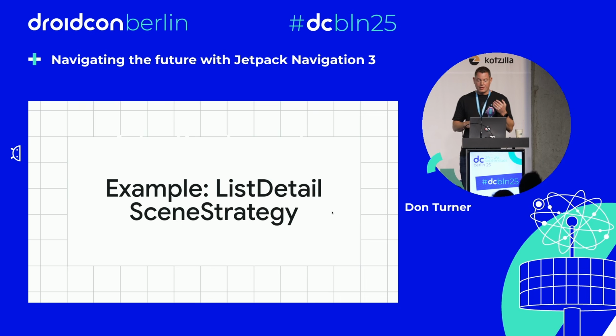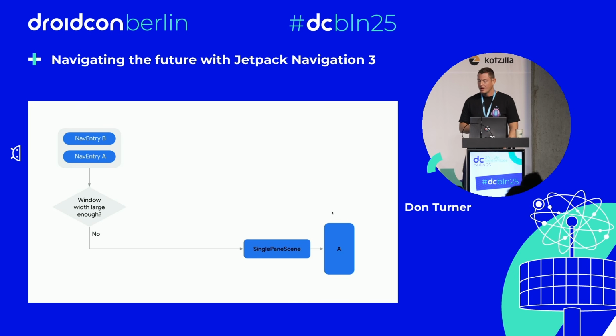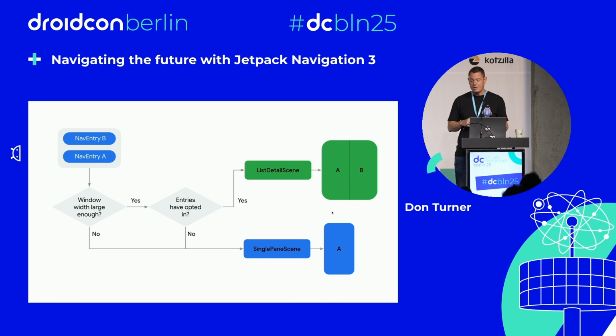The nice thing about this API is that anyone can create scenes and scene strategies to support different layouts and device configurations. And the Material team have created this list detail scene strategy. The way that it works is it checks to see whether the window width is large enough. And if it is, it checks to see whether your nav entries have indicated whether they are list or detail screens. And if they are, then it renders them in a list detail scene. If not, then we just fall back to the single pane scene.